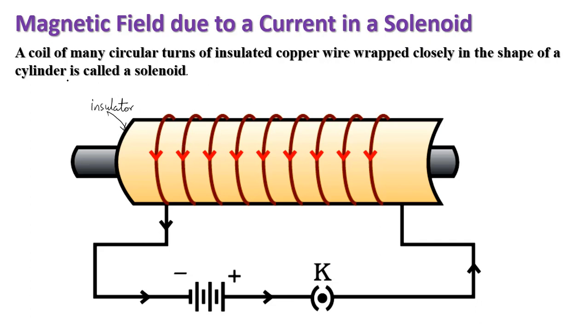So what is a solenoid actually? A coil of many circular turns of insulated copper wire wrapped closely in the shape of a cylinder is called a solenoid. Now in this diagram, a solenoid is connected with a battery and a key. Now we are going to discuss the pattern of magnetic field lines which is developed in a solenoid when the current is passing through.